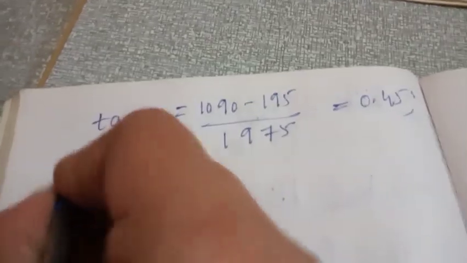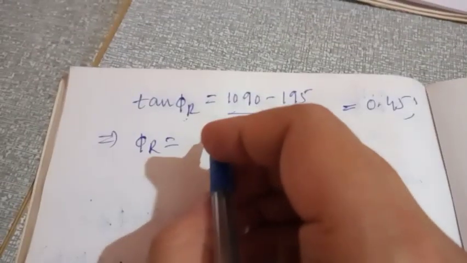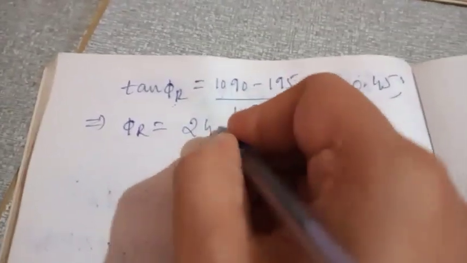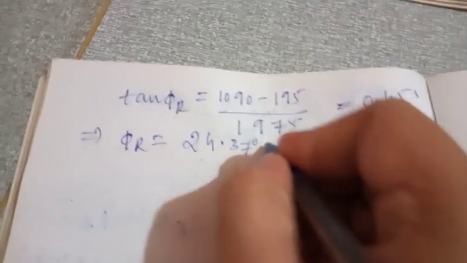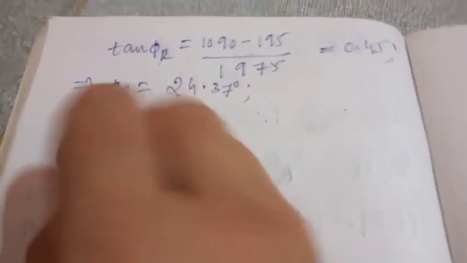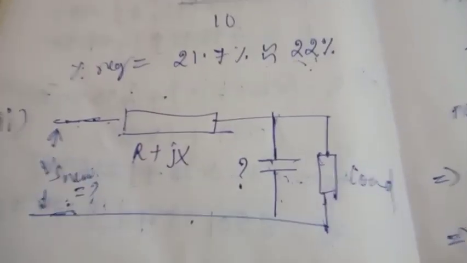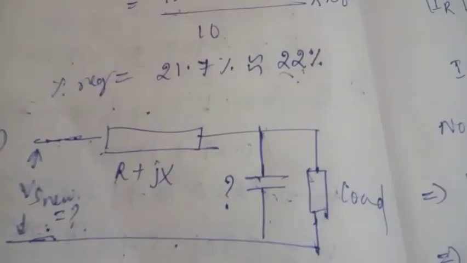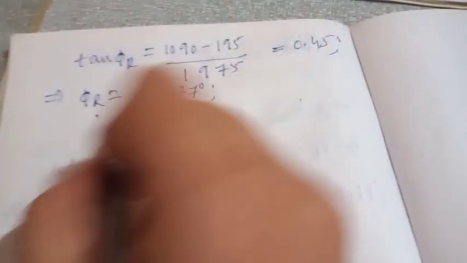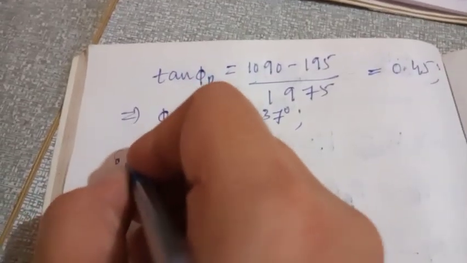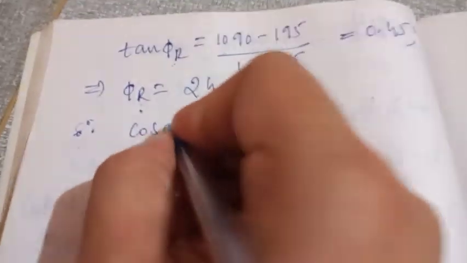Now tan inverse of 0.45 is phi r. Tan inverse of 0.45 comes around 24.37 degrees. This is the new phi r angle, due to the addition of this capacitance that reduces the voltage regulation to 50% of the previous value. So phi r is equal to 24.37. So what is the new power factor? Cos phi r is equal to cos of 24.37. It comes around 0.911.